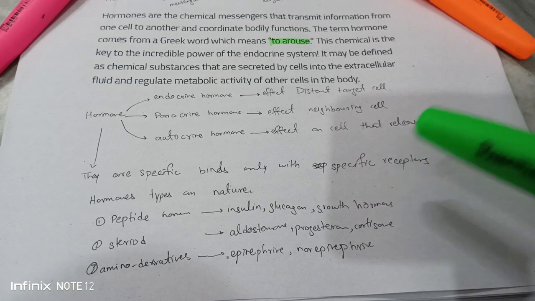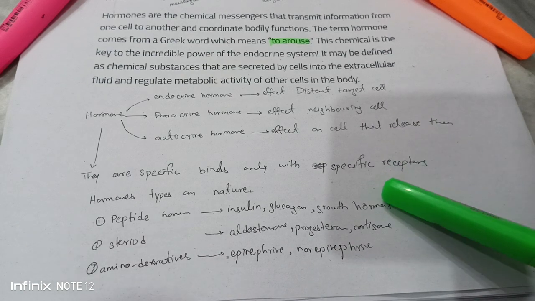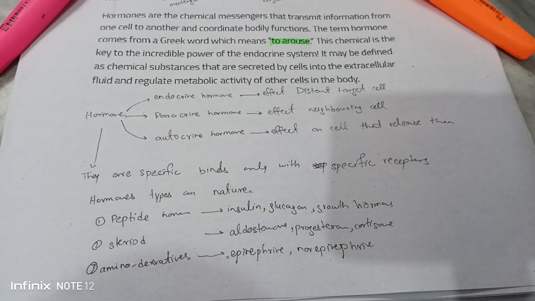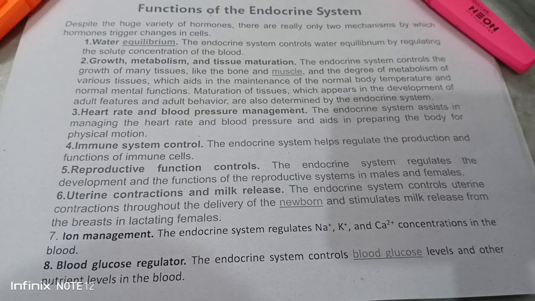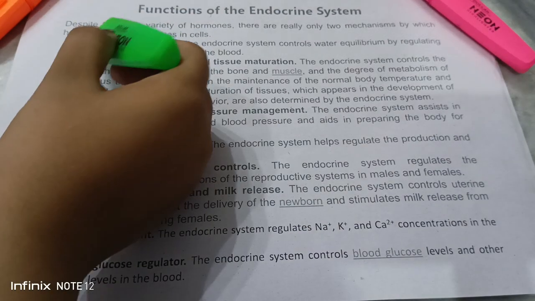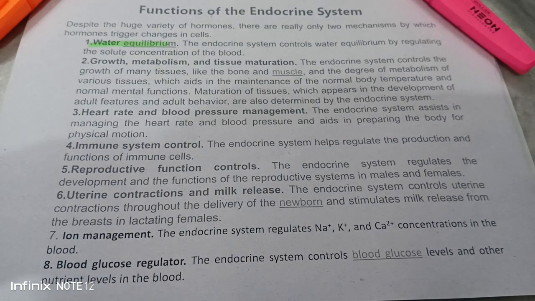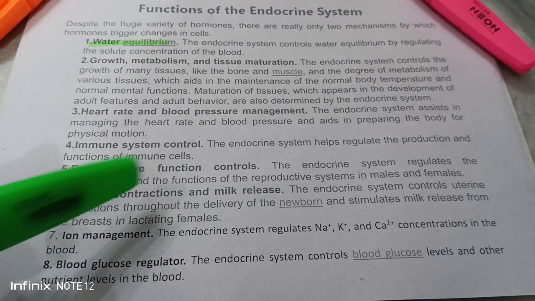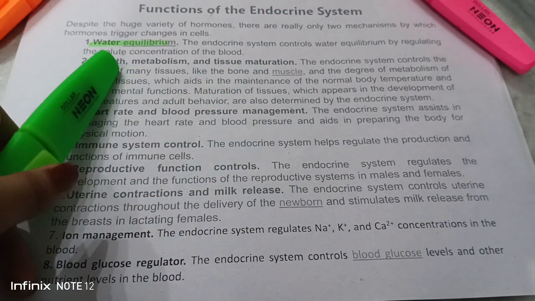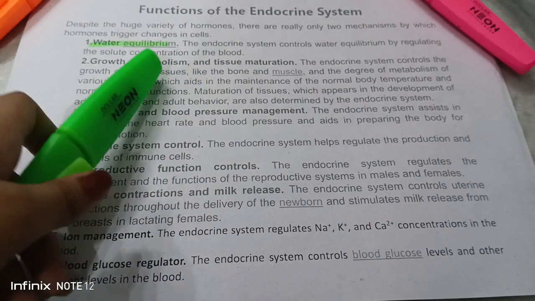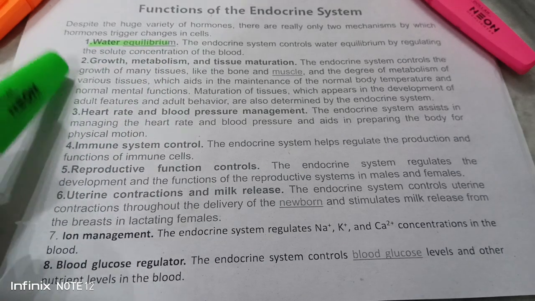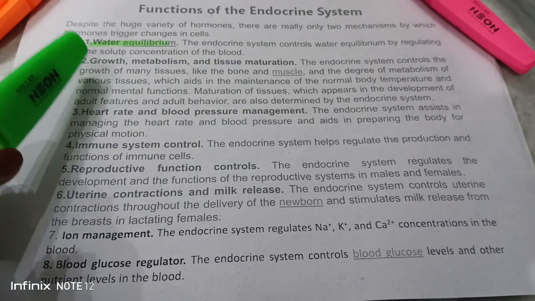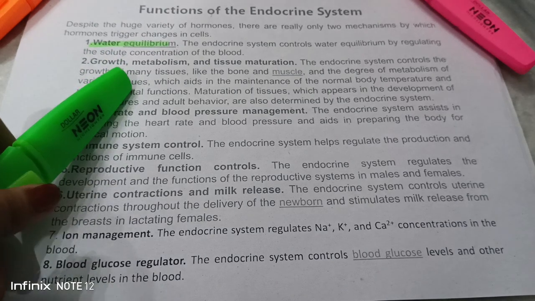So we have discussed some introduction about the hormone. Now we discuss the functions of the endocrine system. First function is water equilibrium, that it maintains the water equilibrium in our body. The regulation of water balance in our body is very important for us. It also regulates the fluid concentration in our body related to the water. So if we have a decrease in water concentration, it increases solute concentration in our body.